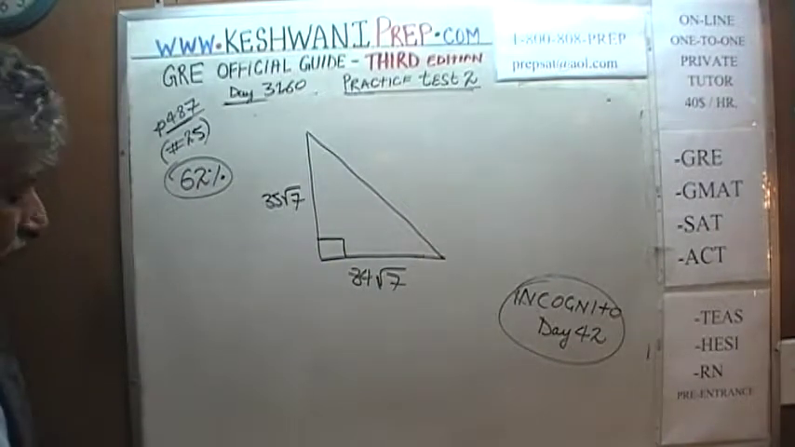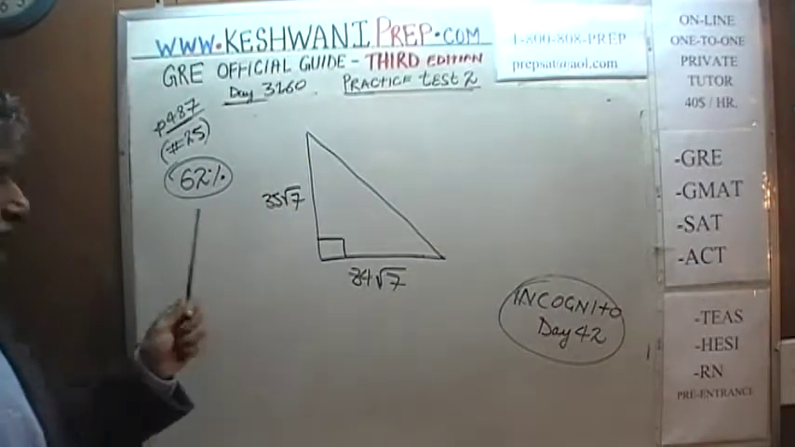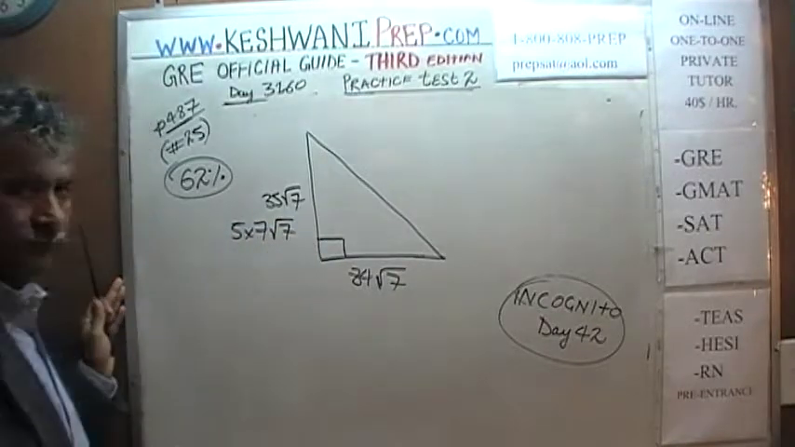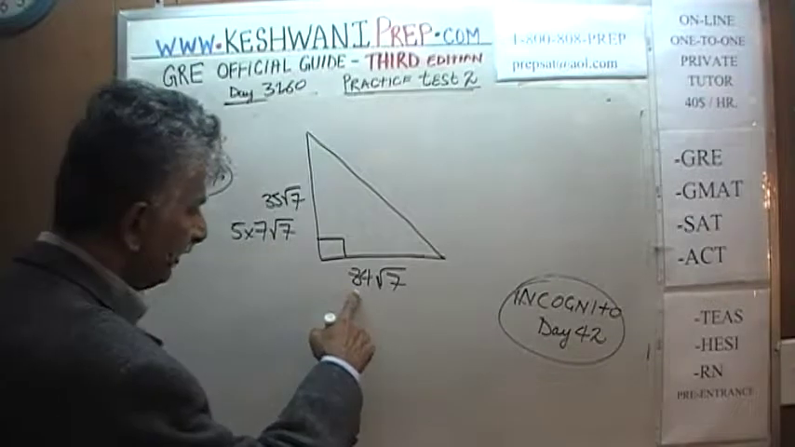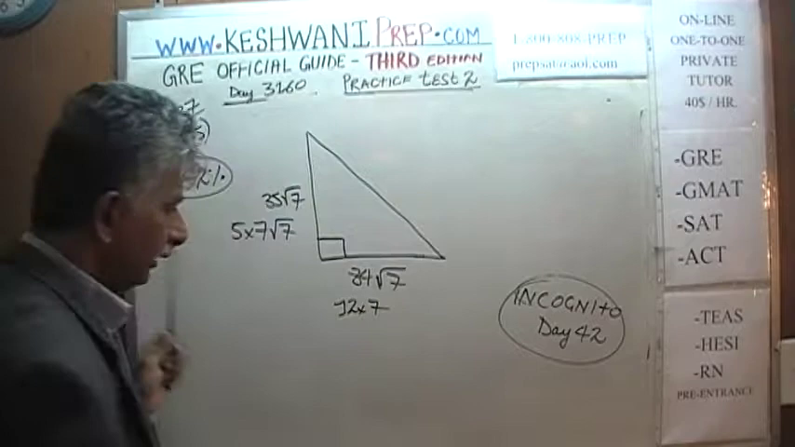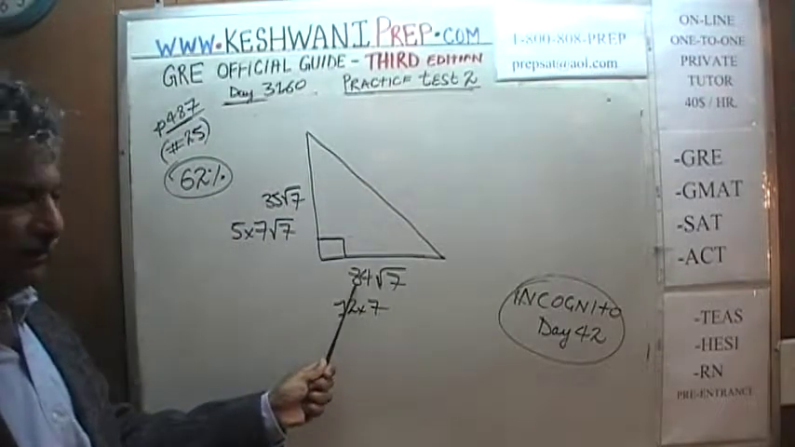5, 12, 13. Ah, that is a multiple of 5. It is simply 5 times 7 times root 7. 5 times 7 is 35. Well, if it is 5 times 7, then this better be 12 times 7. Is 12 times 7 equal to 84? The answer is yes, 12 times 7 is indeed 84.